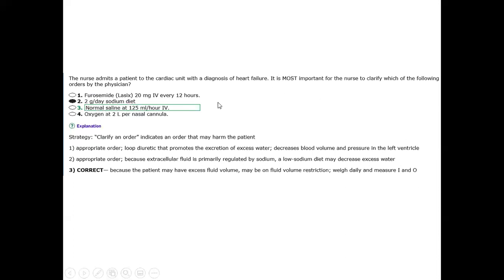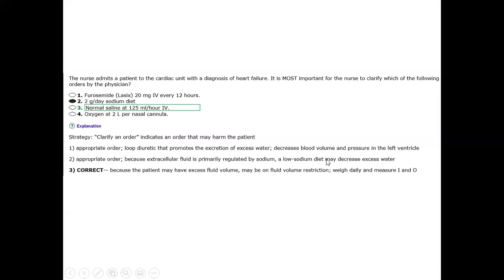So in this patient, why not choose furosemide? Why not choose oxygen? First of all, appropriate water loop diuretics promote the excretion of excess water, decreasing blood volume and pressure in the left ventricle. So number 2, appropriate water, because extracellular fluid is primarily regulated by sodium.